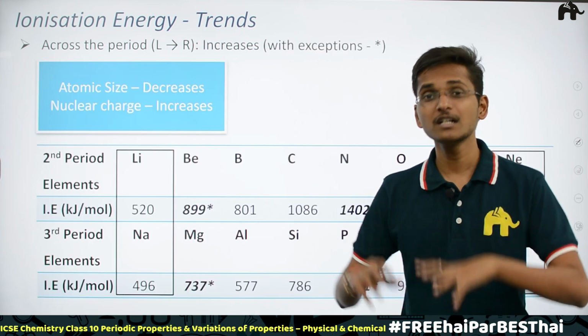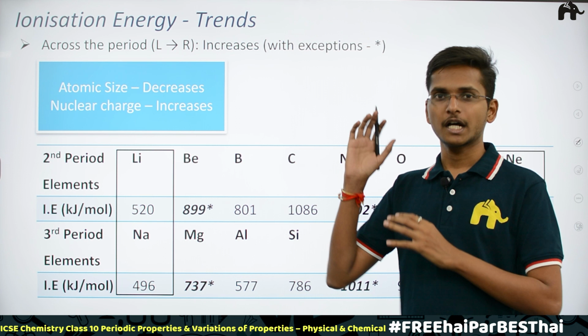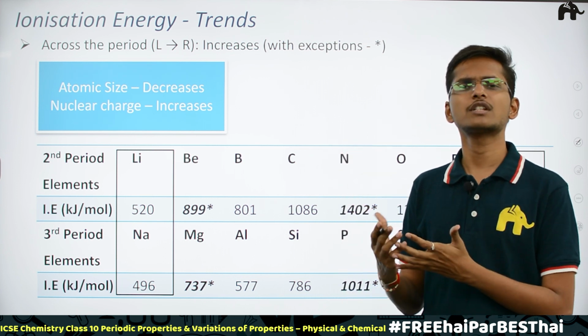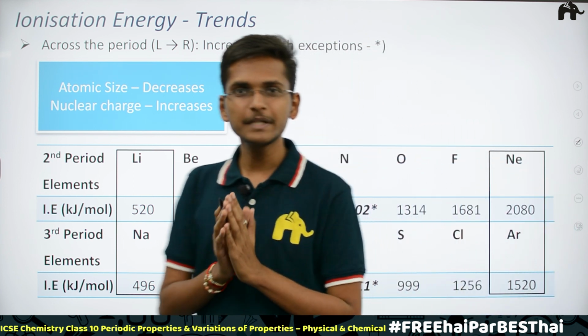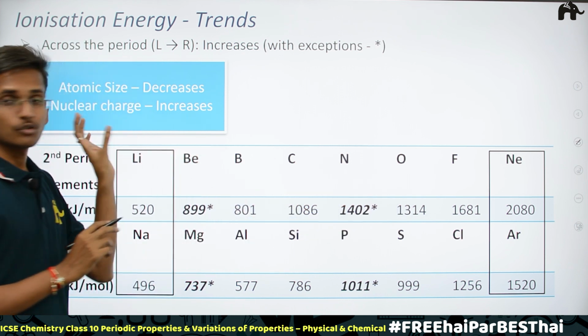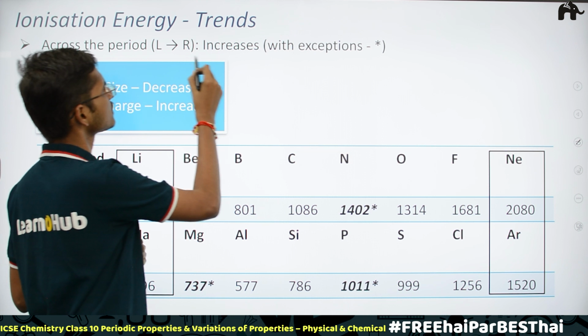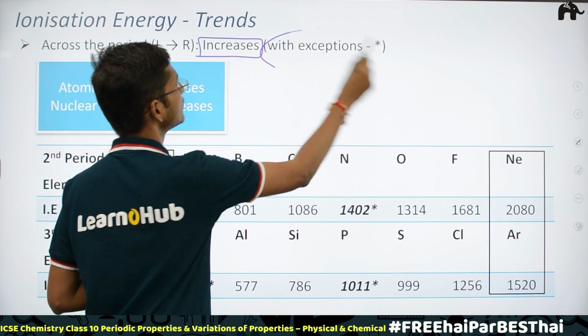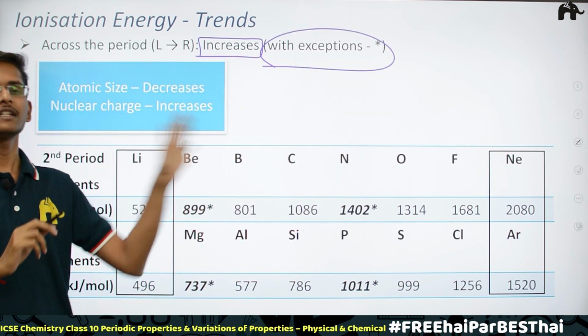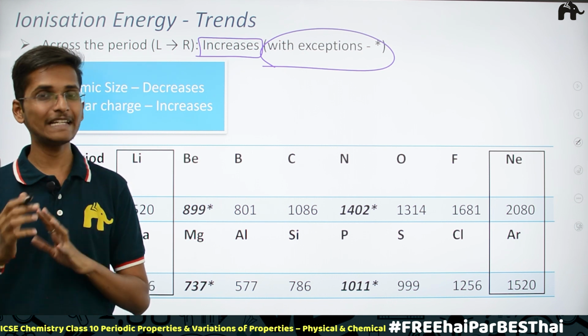Now let's see the trend of ionization energy when we move across the period from left to right. This left to right is very important. Now what happens to the ionization energy? It is increasing, but with exceptions. Let's see the exceptions later on. First, try to understand why it is actually increasing.